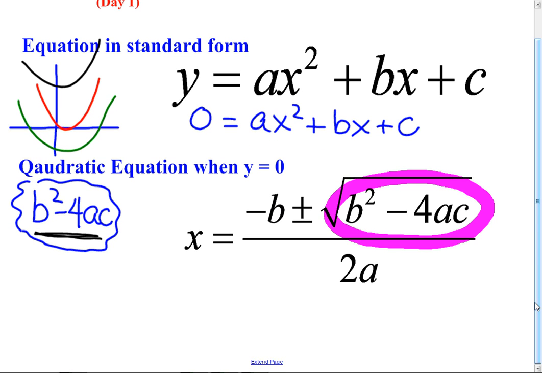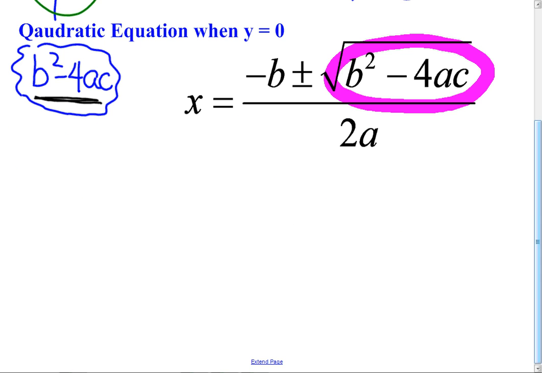This part under here is called the discriminant. It tells me how many times the graph will cross the x-axis. If this is a negative number, guess what? You can't square root a negative number, can you? No. So if b squared minus 4ac is negative, how do I write negative? Less than 0. Then there are no x-intercepts.